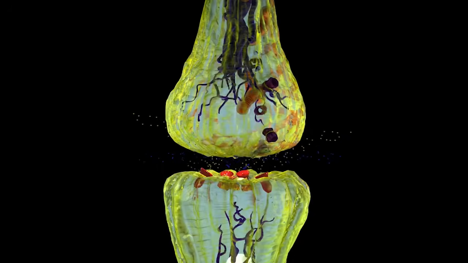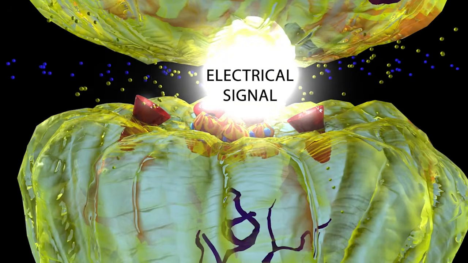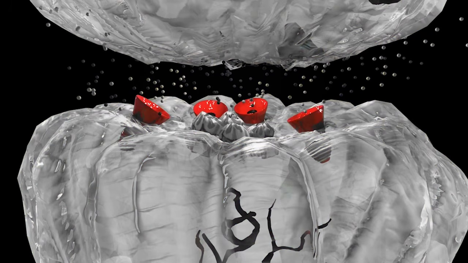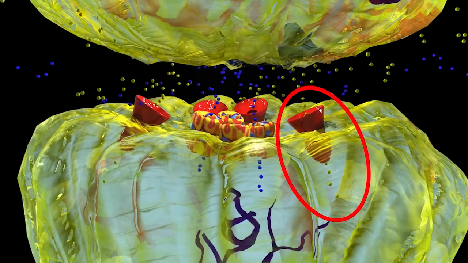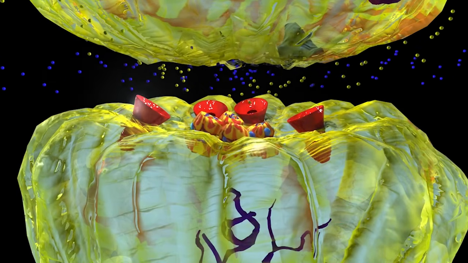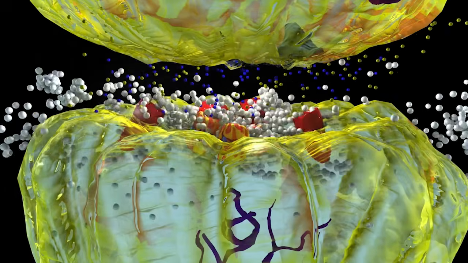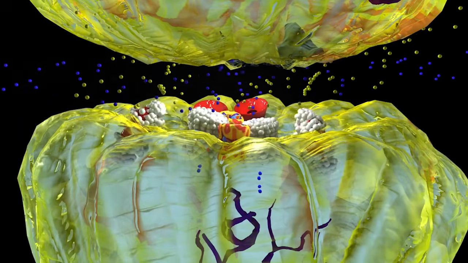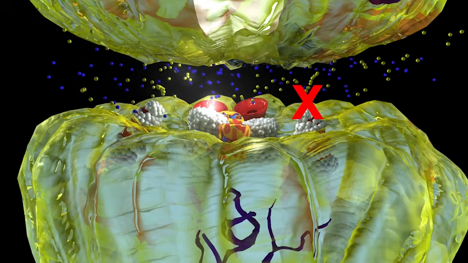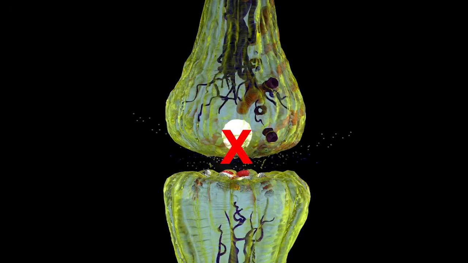What you're seeing now is a normal passing of an electrical signal in an unmedicated neuron. This is a sodium channel, and this is sodium. When sodium passes through the sodium channel, it allows the electrical signal to pass through as well. And just like in all sodium channel blockers, topiramate binds to and closes the sodium channels. This blocks the sodium from going through and therefore blocking the electrical signal.